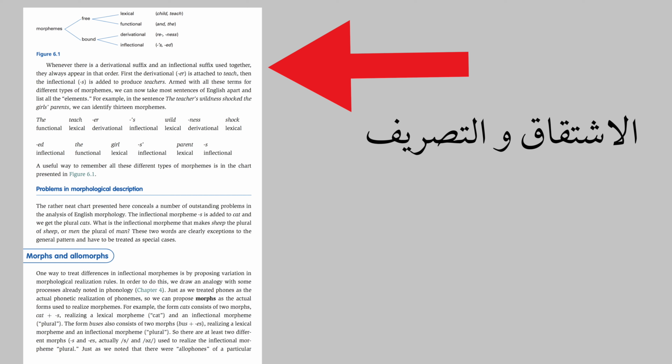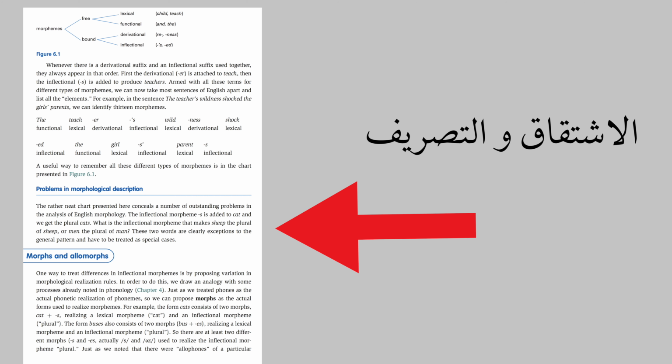هنا problems in morphological description. The rather neat chart presented here conceals a number of outstanding problems in the analysis of English morphology. The inflectional morpheme s is added to cat and we can get the plural cats. What is the inflectional morpheme that makes sheep the plural of sheep? هذا طبعا مشكلة. هذا implied inflection هنا يصير. فهذا احنا اللي تشوفه قدامك هو tip of the iceberg.